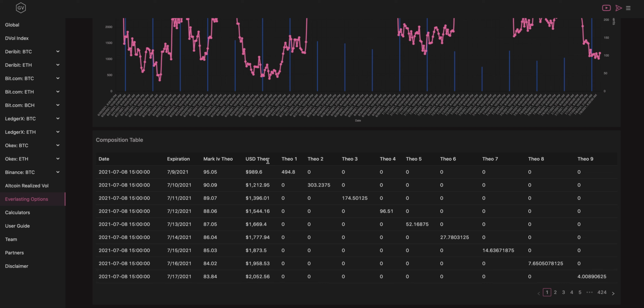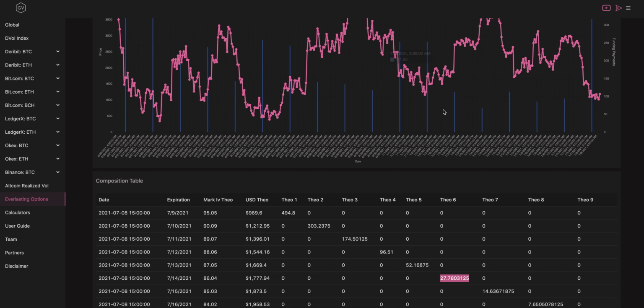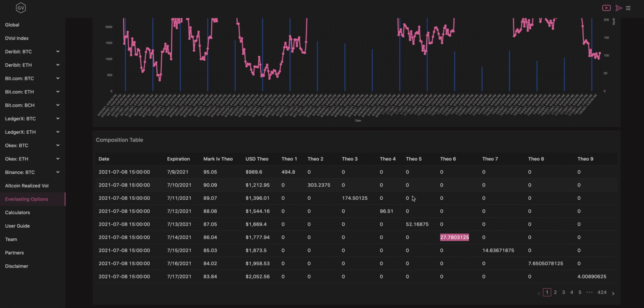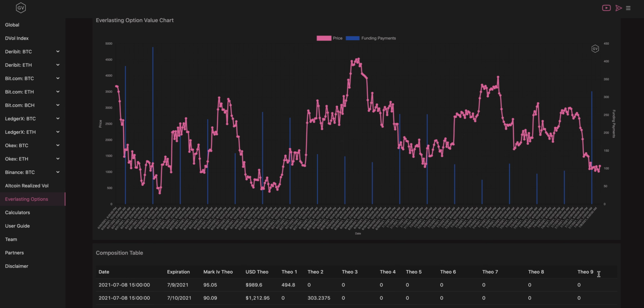Then we have the theoretical dollar price of these options, and now we have the weighted value of these theos to the everlasting option. Again, the first option has a weight of 50%, the second option has a weight of 25%, then 1/8, and so on and so forth, all the way 9 options out. The only difference between the composition table and the everlasting option is that the composition table is just the straight contribution of each theoretical option to the everlasting option.